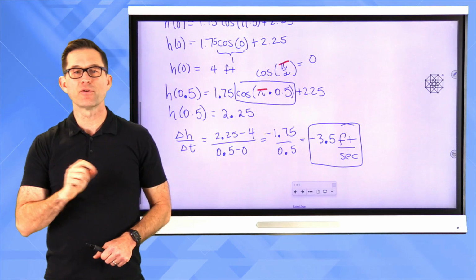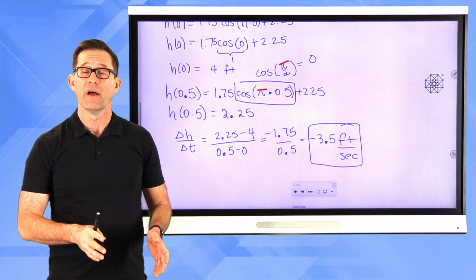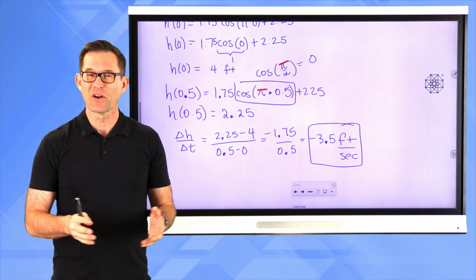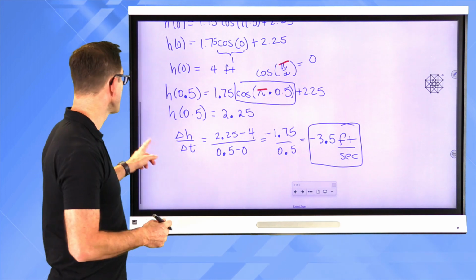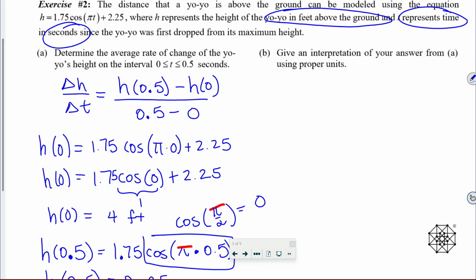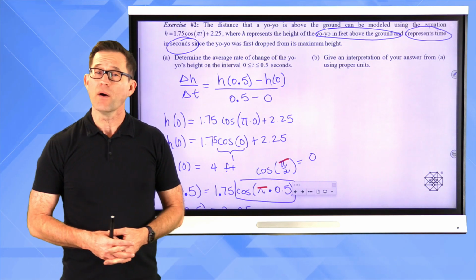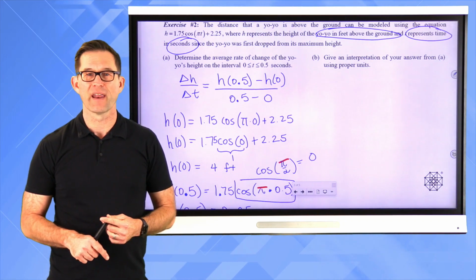That is my average rate of change of the yo-yo's height between 0 and 0.5 seconds. It's been a little while since we did an average rate of change problem, so it's never bad to stick one of those in here and there. All right, let's take a look at letter B. Give an interpretation of your answer from A using proper units. Awesome. Well, what does that tell me? Pause the video now and see if you can figure that out.